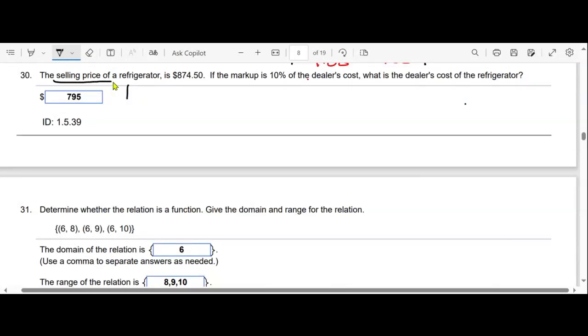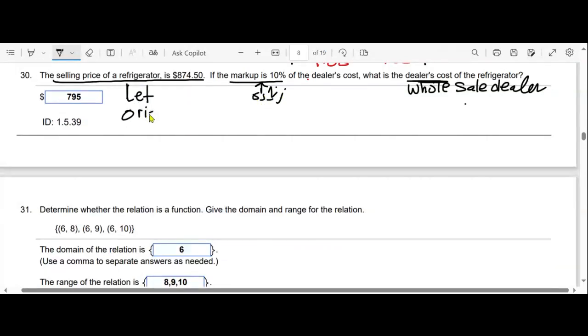Okay, so this is the selling price. He's selling it for how much? 874.50. The markup is 10%. He wants to know the cost. What is the cost of the dealer? I mean, how much he bought the refrigerator for from the wholesale dealer. Dealer. What does markup mean? Markup means he adds extra. Okay.